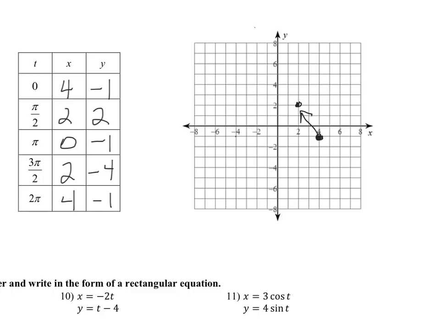0, negative 1. There we go. Got off track here a bit. Let me erase that. So we're coming back down this way. And then 2, negative 4. That's down here. Coming back down. And then back to 4, negative 1. Okay, so here's our ellipse, and we're heading in the counterclockwise direction.